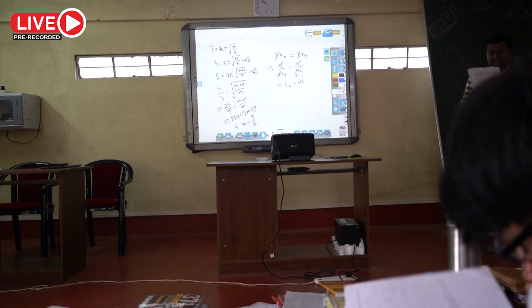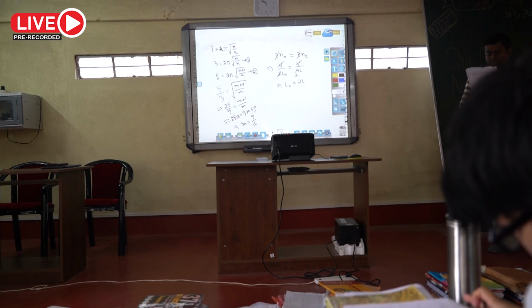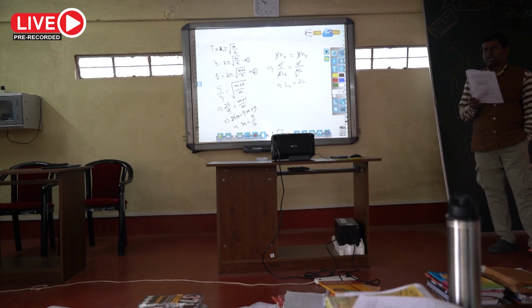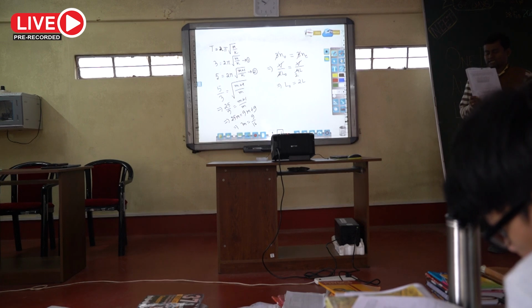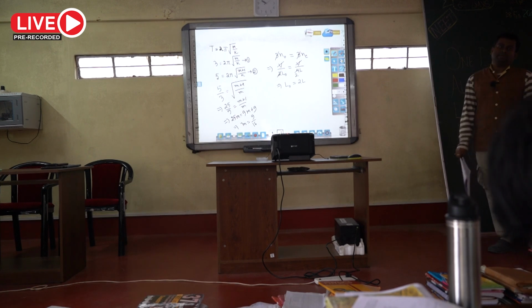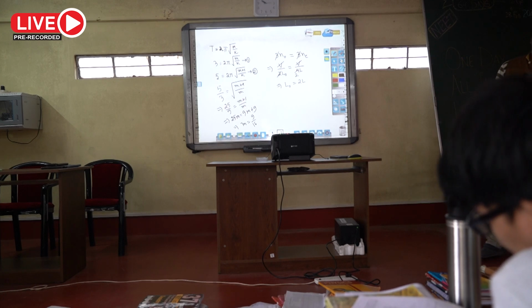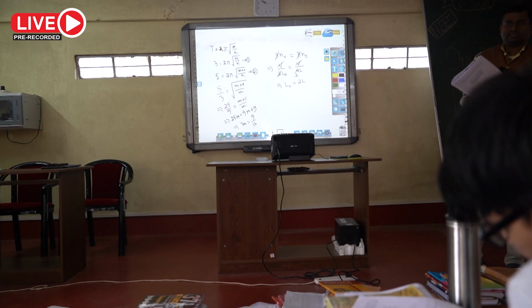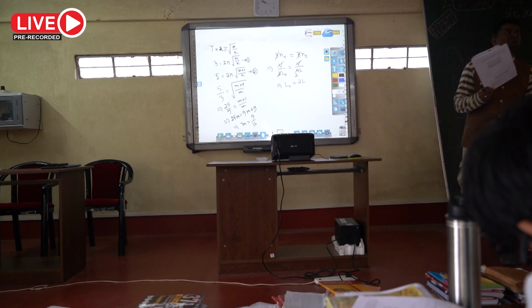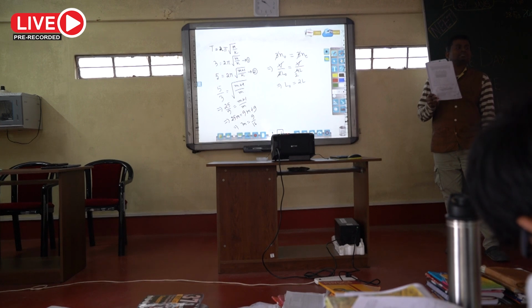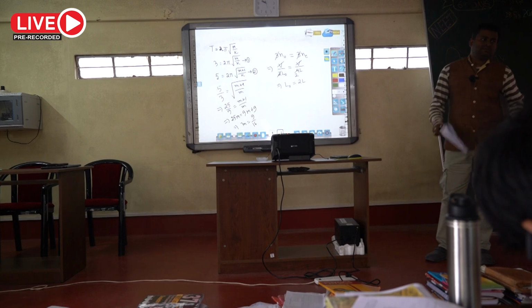Next, 3 sound waves of equal amplitudes have frequencies n-1, n, n+1. They superimpose to give beats. The number of beats produced per second will be: you have to calculate the difference between the maximum frequency and minimum frequency. That is 2. Maximum is n+1, minimum is n-1. Their difference will be the number of beats produced.